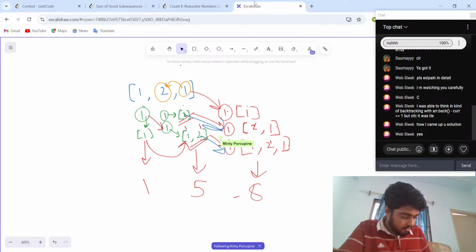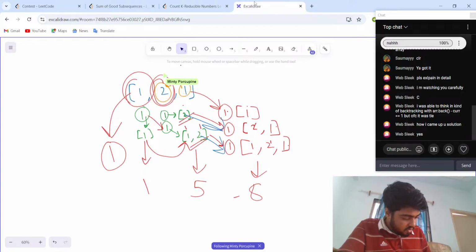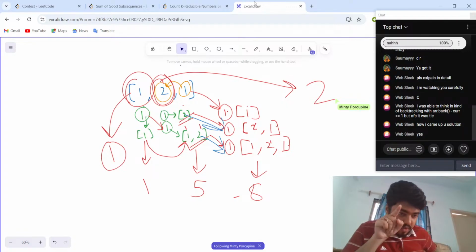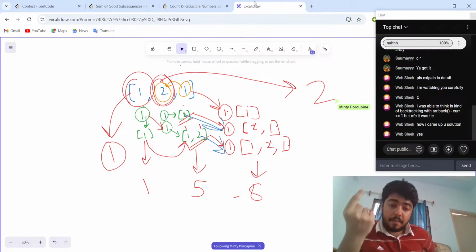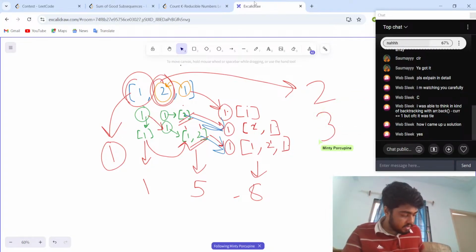Let's say for this one, the sum was 1, right? Now for this 2, the sum should be 2, because we are going to consider one element also. But along with this 2, there is also another possibility that you keep this 2 as well as the previous one. So that is 3.